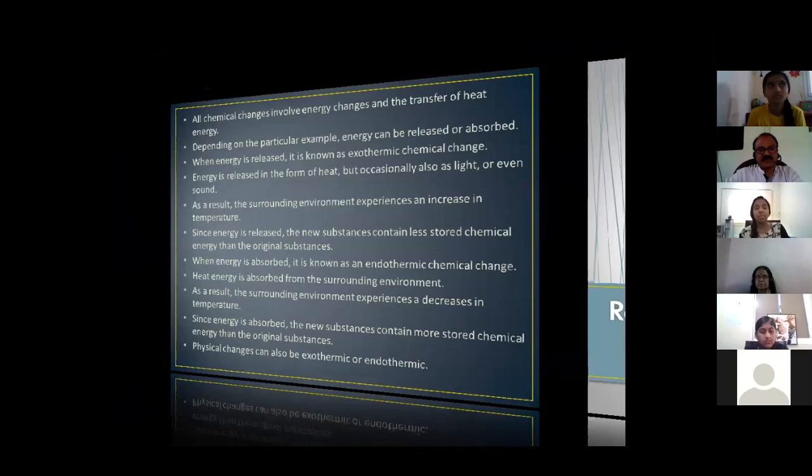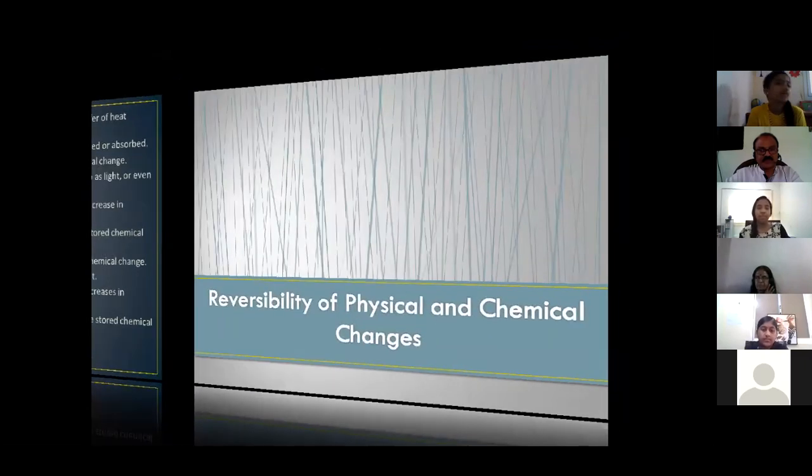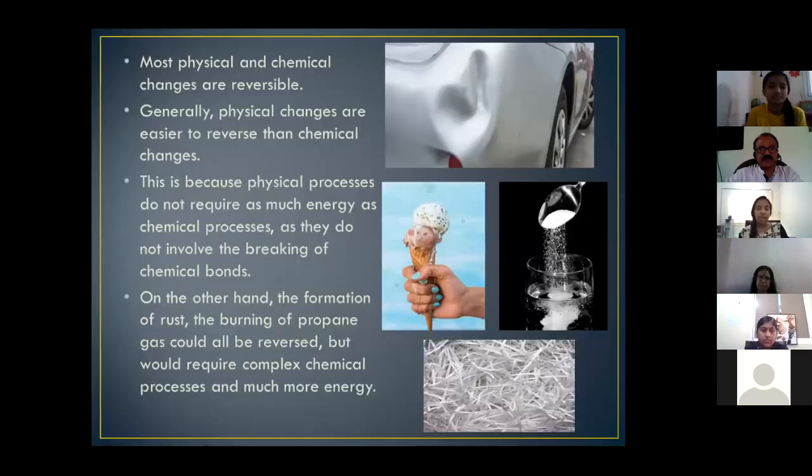Next is the reversibility of physical and chemical changes. Most physical and some chemical changes are reversible. Generally, physical changes are easier to reverse. This is because the physical processes do not need as much energy as the chemical processes, because they do not involve any breaking of chemical bonds. On the other hand, the formation of rust and the burning of propane gas could all be reversed, but would require immense chemical processes and much more energy.